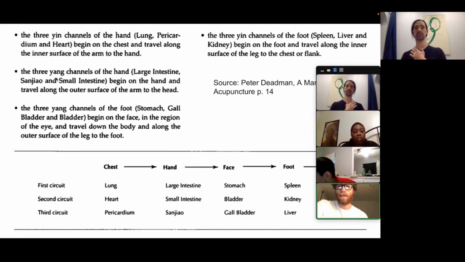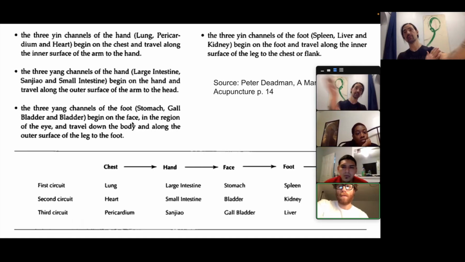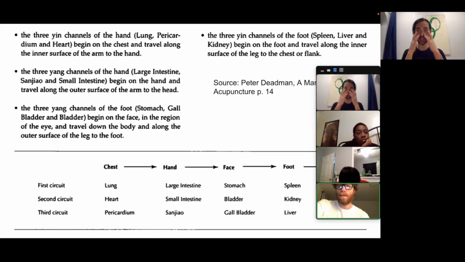this one. Okay, so we just covered where the yin channels and the yang channels go, where they start and where they go. The yin channels start in the hand and they go up to the chest. And the yang channels of the hand, they start on the hand and they go to the head. The yang channels of the foot, including stomach, gallbladder, and small intestine, they start on the face and they go down the outer surface and the back surface of the body to the foot. The yin channels, the spleen, liver, and kidney, they start on the foot and they travel up into the torso.